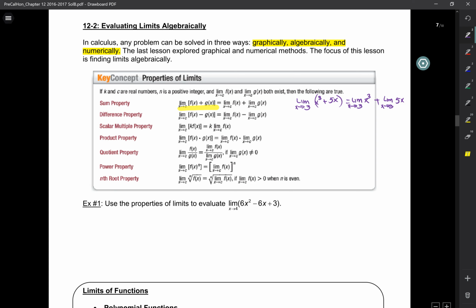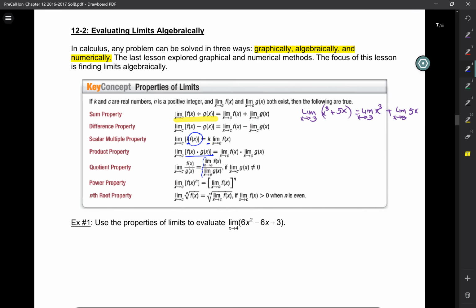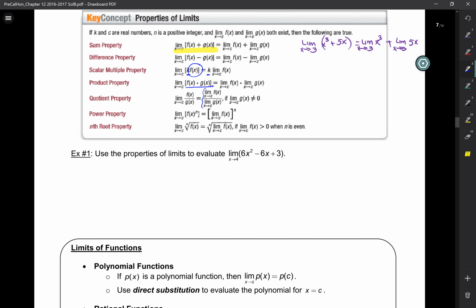It's the same with subtraction, and it's the same with multiplication. So if you have a scalar being multiplied to a function, like 3 times x squared, you can find the limit of x squared, whatever it is, and multiply it by the 3. And it's the same with two functions being multiplied, divided, powers, and roots, and so on. Let's put it to practice.